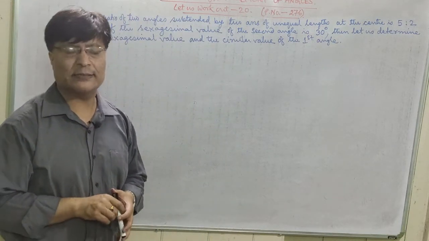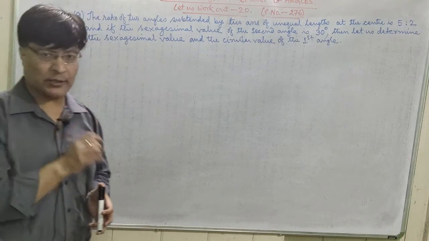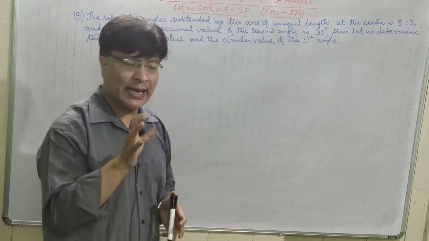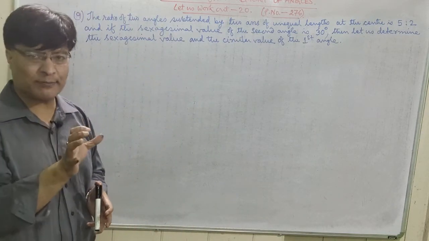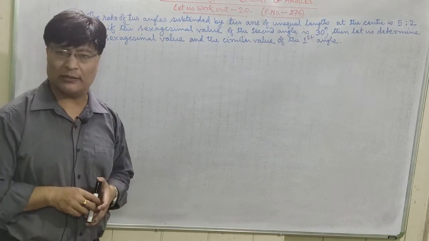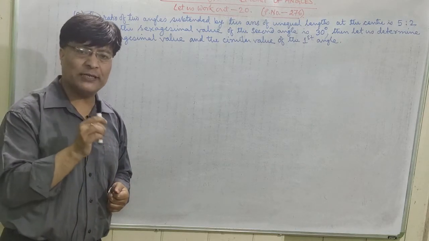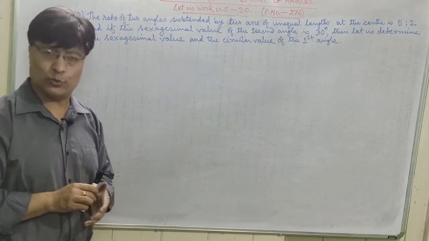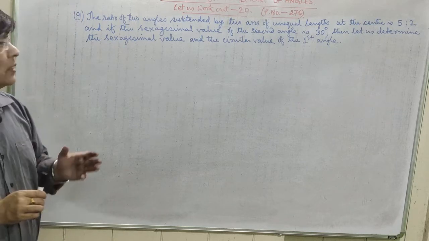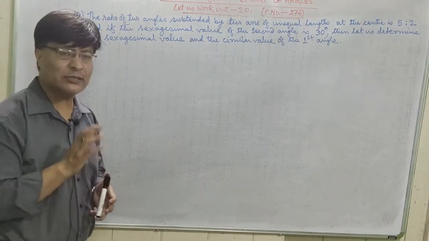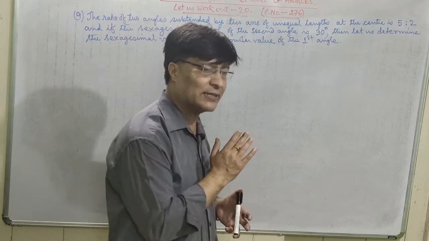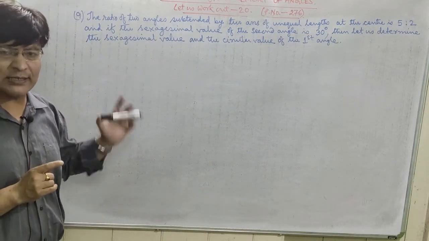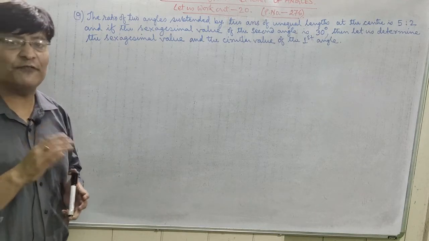So the question says that there is a circle, and there are two arcs of a circle given, and these two arcs subtend angles at the center of the circle, and the ratio of these two angles subtended at the center is 5:2. Now the sexagesimal value of the second angle is given as 30 degree. Now you have to find out the first angle.